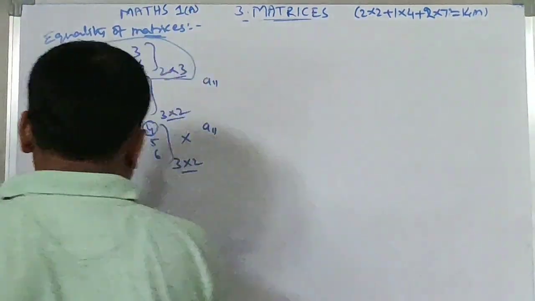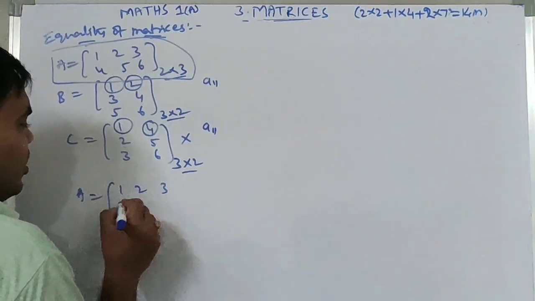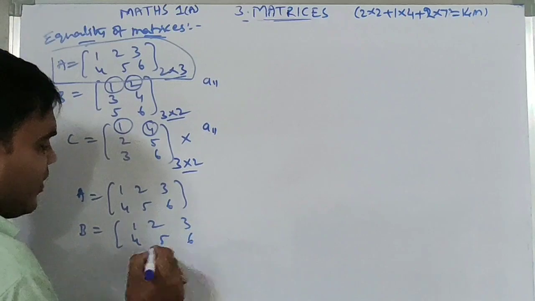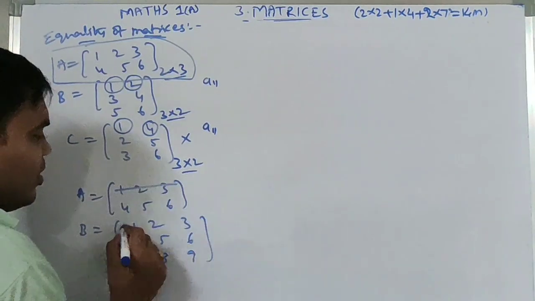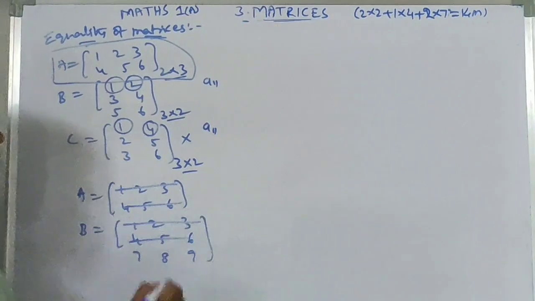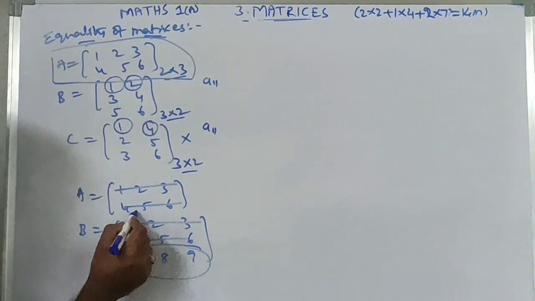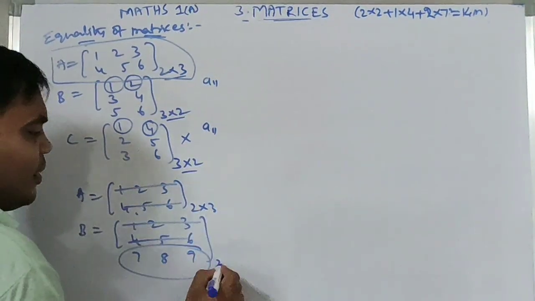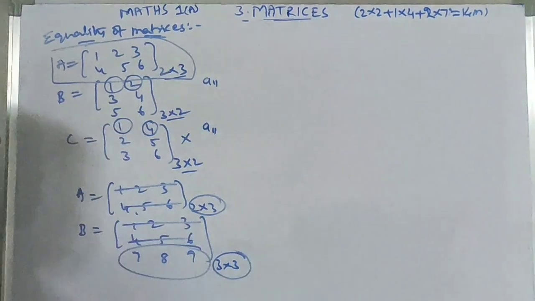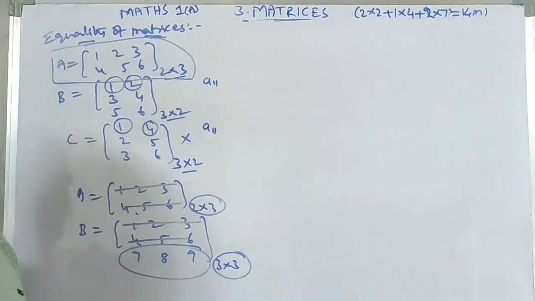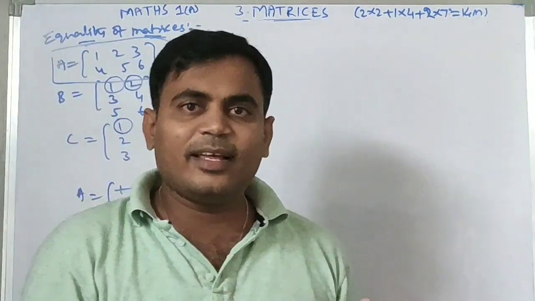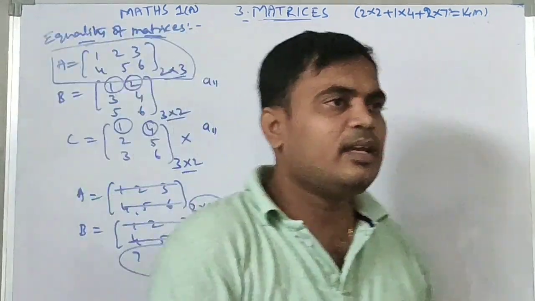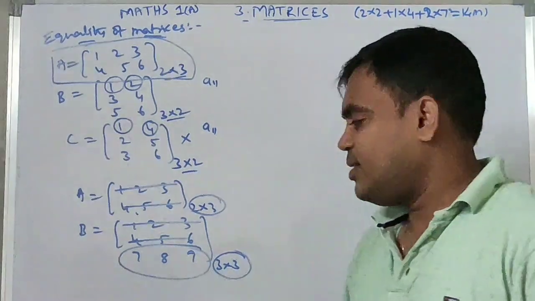For example, one more: A is 1 2 3 4 5 6 and B is 1 2 3 4 5 6 7 8 9. Even if some corresponding elements are equal, A doesn't contain the third row. A is 2 by 3, with 2 rows and 3 columns, while B is 3 by 3. So the order is different and these two are not equal matrices. Equal matrices means the order should be the same as well as the corresponding elements, then only two matrices are equal. Next, scalar product of a matrix.